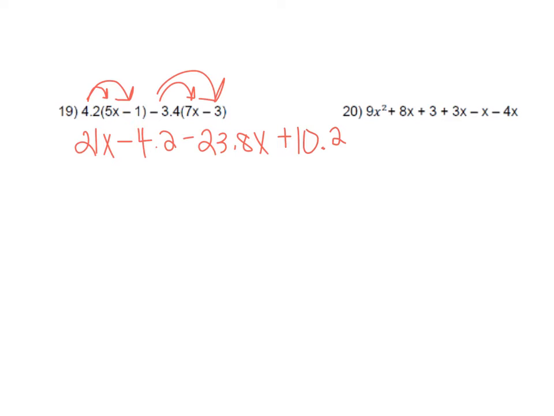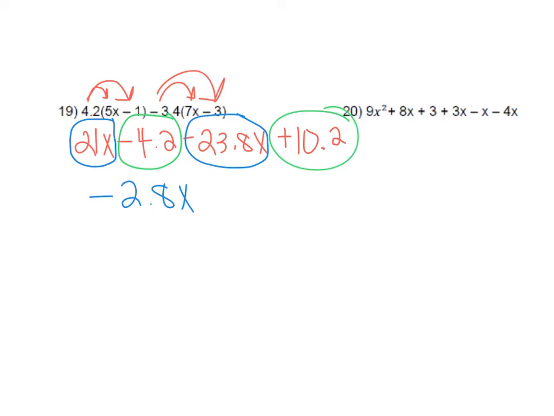Now I just need to combine my like terms. So I need to combine all my x's together and then just all my numbers together. So let's start with the x's. I've got 21x minus 23.8x. And 21 minus 23.8 is negative 2.8x. Now I can combine my numbers. Negative 4.2 plus 10.2 would equal positive 6.